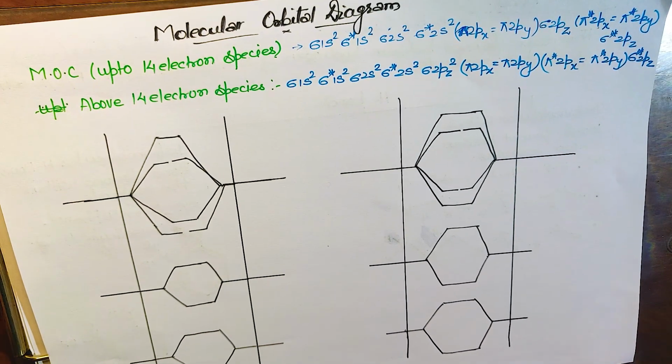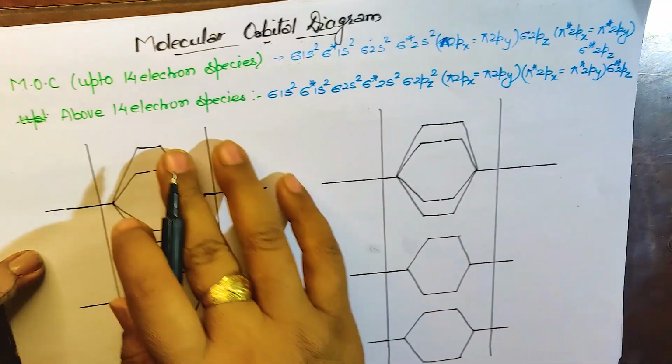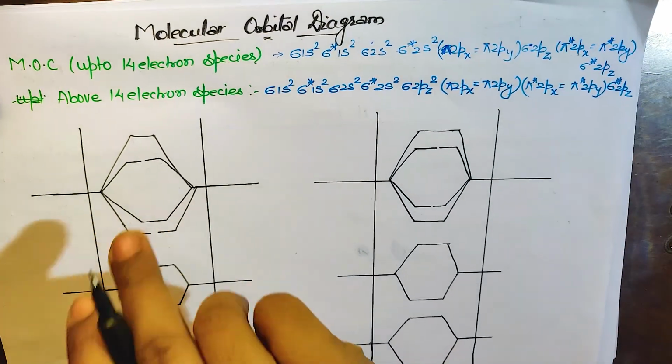This can be done for homoatomic as well as heteroatomic species. One I will do for the homoatomic and another for the heteroatomic. I hope it will be clear. It will be enough for this. The configuration I have already told you in the previous video.